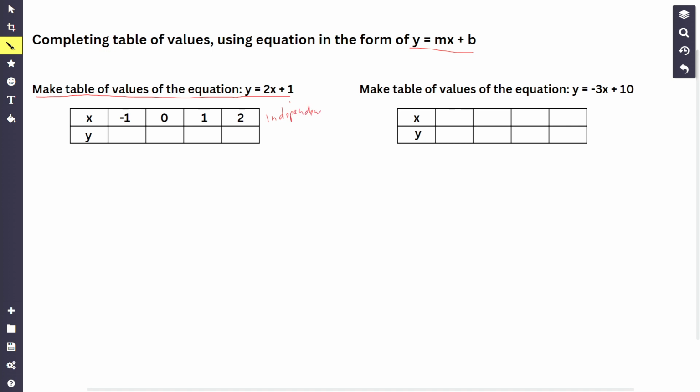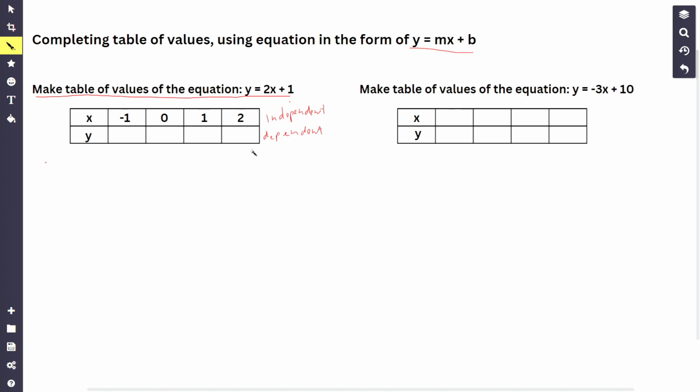When we say independent, its values stand alone. On the other hand, the y here is the dependent variable. And when we say dependent, its values just depend on the values of x. So how do we find the values of y? We will use the equation and the values of x that are given. So how do we do that?